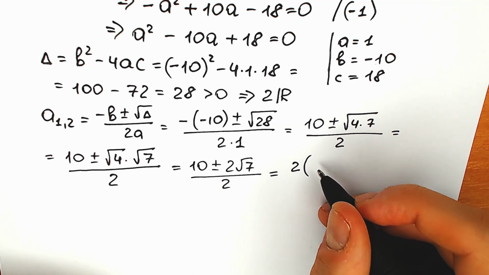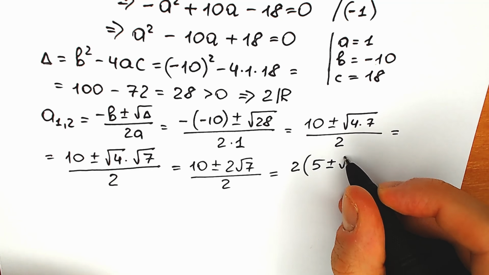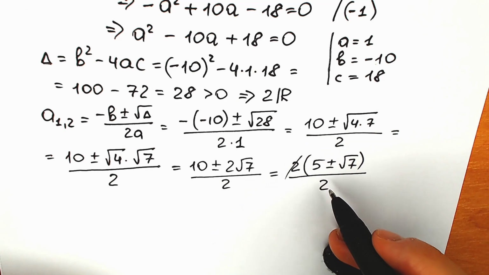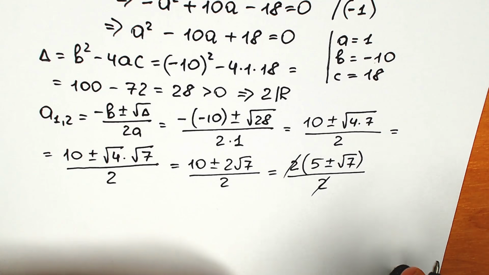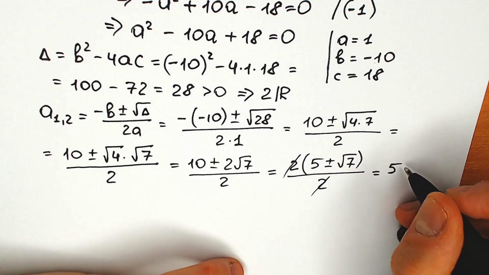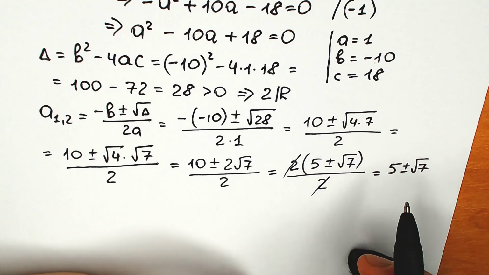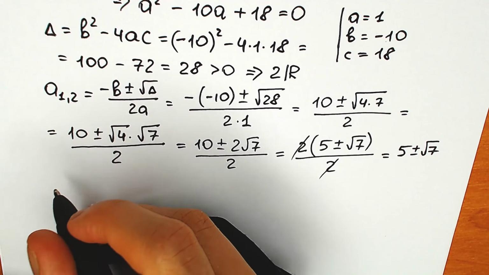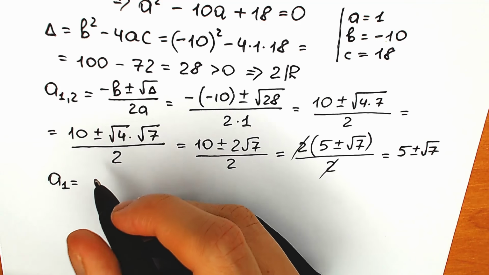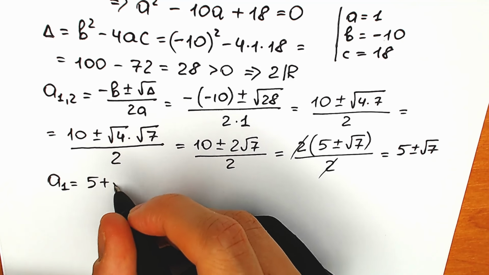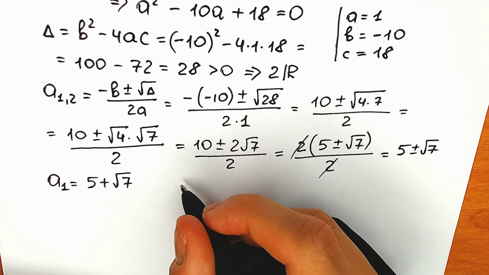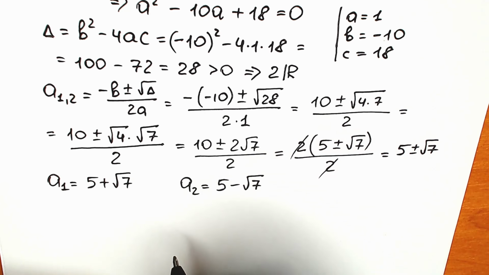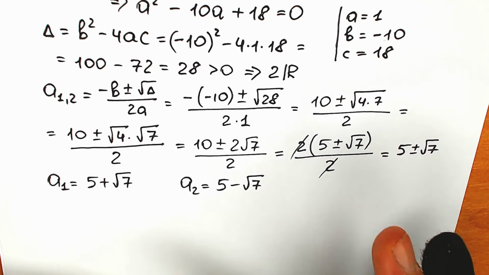So in parentheses we have 5 plus minus square root of 7. And why do we do that? Because we're going to cancel this 2 with this 2. So this is our final answer: 5 plus minus square root of 7. This is our a first and a second. So let's group all of these together. For example, our a first, with the plus sign: 5 plus square root of 7. This is our first root. And the second root, a second, equals 5 minus square root of 7. But this is only a first and a second.